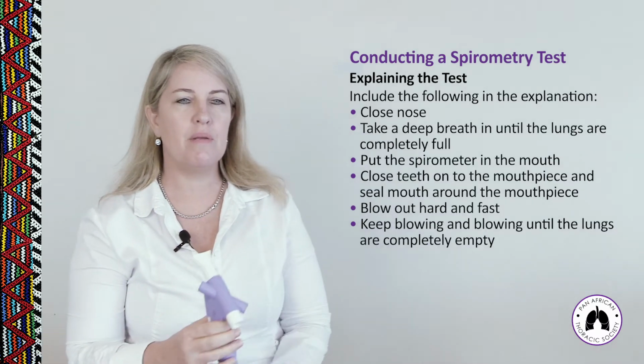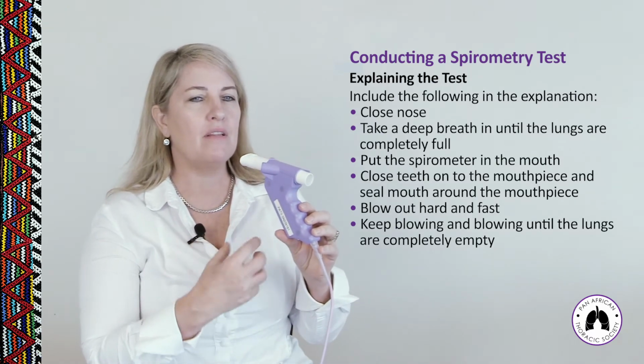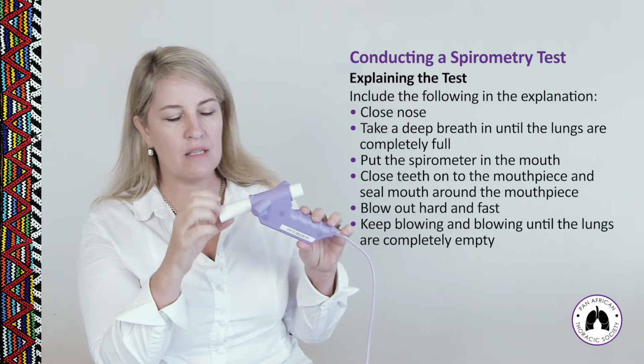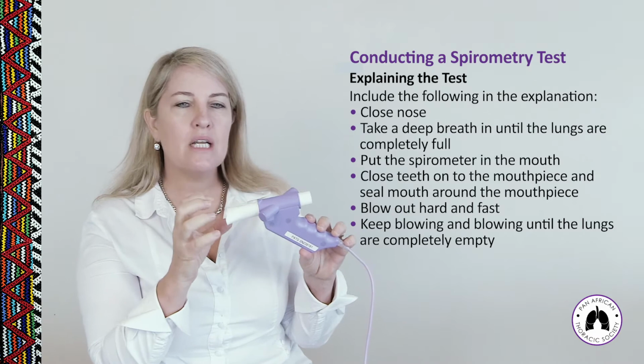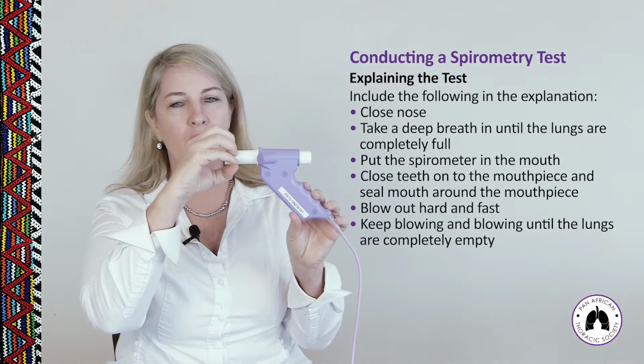So the nose is going to be closed. They're going to take a deep breath in until the lungs are completely full. They're going to put the spirometer into the mouth. And when they do that, they must close their teeth onto the mouthpiece. And usually it's indicated their teeth must not be in the front. The teeth must be over the mouthpiece like this.